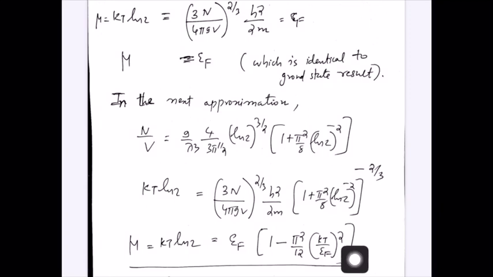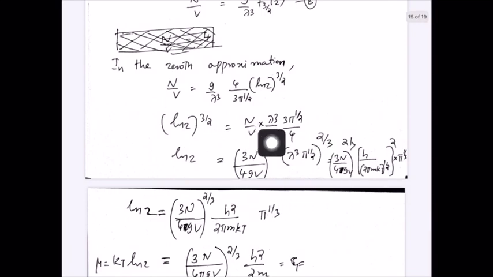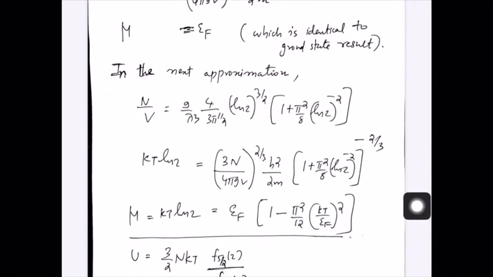So why do I write kT by epsilon f here? That is taken from the zeroth approximation. Here we know mu is kT log Z, that is equal to epsilon f. kT log Z equals epsilon f from the zeroth approximation. So log Z is what? Epsilon f by kT. So that is substituted here. So we get this expression for mu for the first approximation of f3 by 2 of Z.